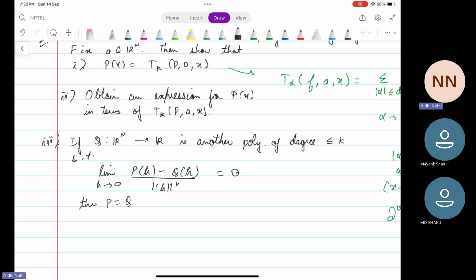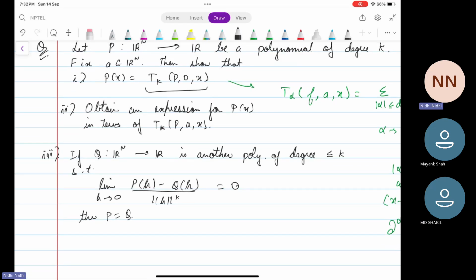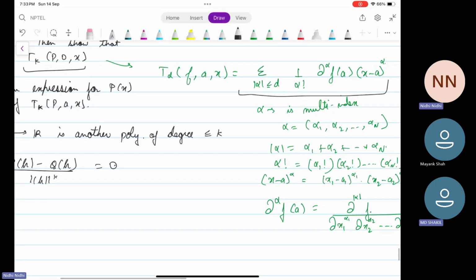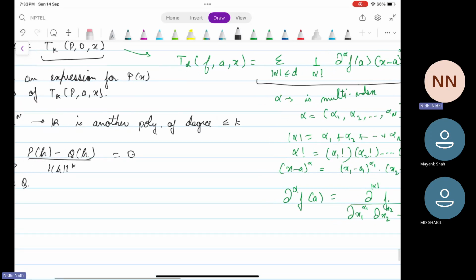How to see this Taylor polynomial of higher dimension as the Taylor polynomial of one variable? Can we relate the definition to that? Yes, ma'am. I'll start with the first part for n equals 1. We'll do this for n equals 1 and n equals 2, then further you can try yourself. I'll explain the one variable case first, and then the two variable case also.